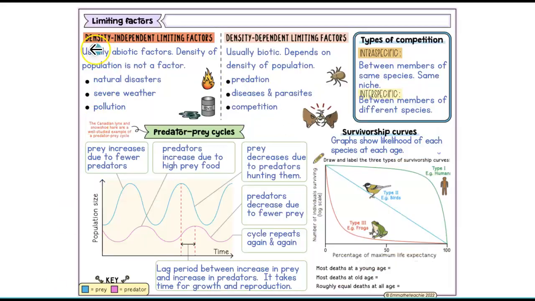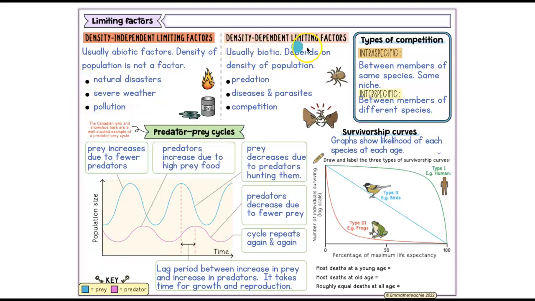Okay, finally, our limiting factors. We have two very important ones: density independent limiting factors and density dependent limiting factors. Density independent are usually abiotic factors. Density of the population is not a factor in this. It doesn't matter how many there are, they're all going to be hit equally. These are things like natural disasters, severe weather, pollution.